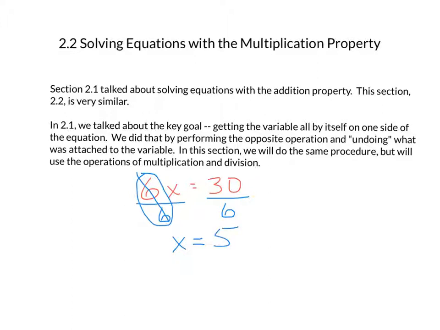Once again, just like in the last section, I can go through and make sure my answer makes sense by putting the answer back into the original equation. And certainly, 6 times 5 does equal 30.